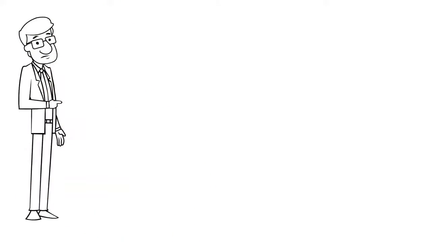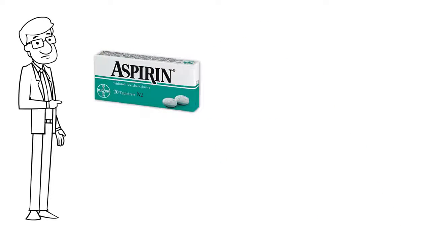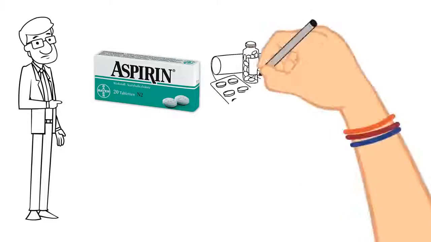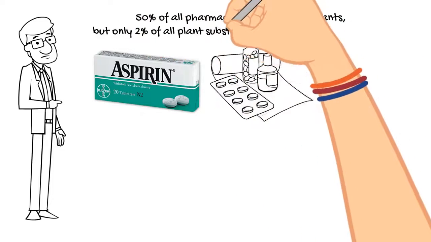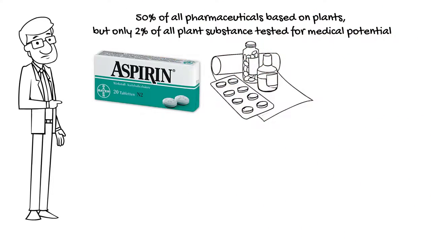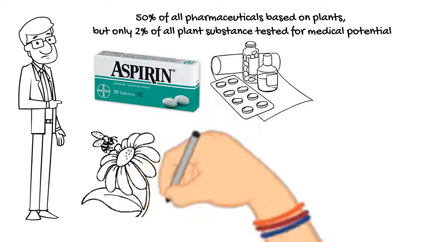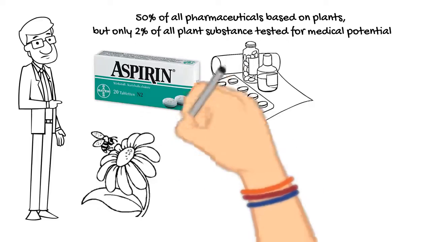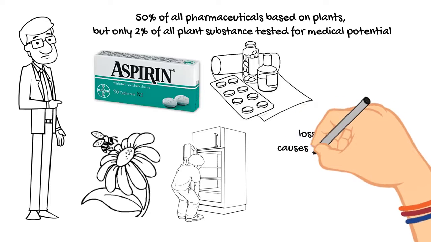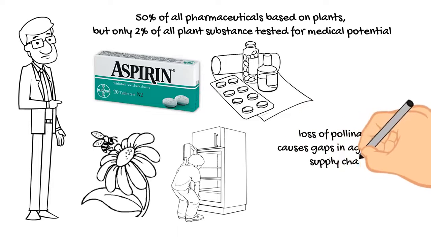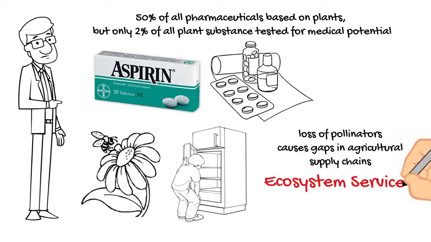Okay, but why is this ongoing loss dangerous for our society? Everybody knows aspirin, for instance. The active substance originally derived from our living surroundings, like so many more in our modern medicine. But although 50% of all pharmaceuticals are based on plants, merely 2% of known plant substances have been tested for medical potential. Pollinators, an essential part of our well-being. Without them, our refrigerators would be rather empty. A decline of pollinating animals causes gaps in agricultural supply chains. These are only two examples of ecosystem services we all benefit from.